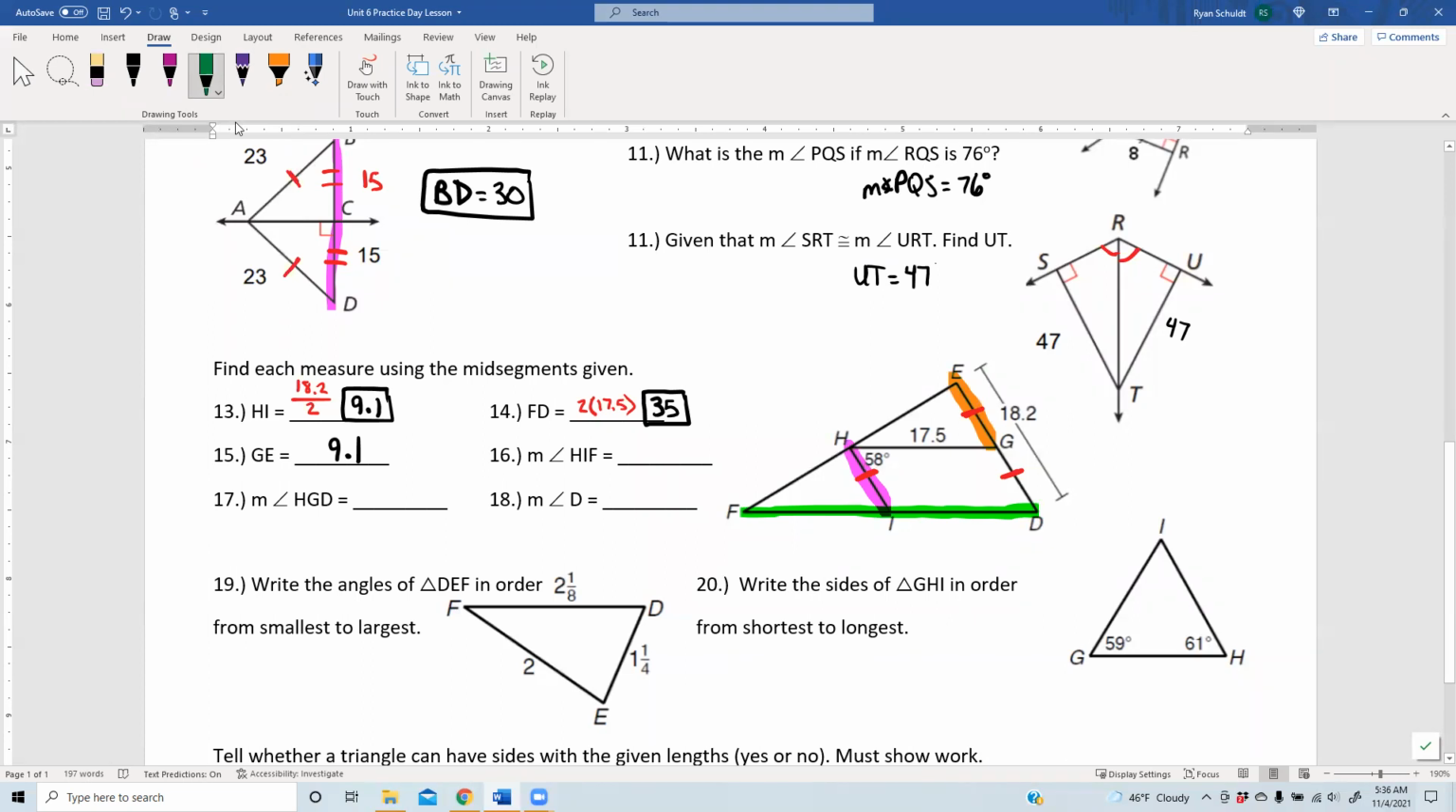Okay, 16 asks us about the measure of angle HIF. HIF is right here, the one I'm putting in green. Now this is where our parallel lines come into play. The only angle they give us is 58. But that's going to be our measure, because the 58 they give us and the 58 we want are alternate interior angles. So HIF has to also be 58 degrees.